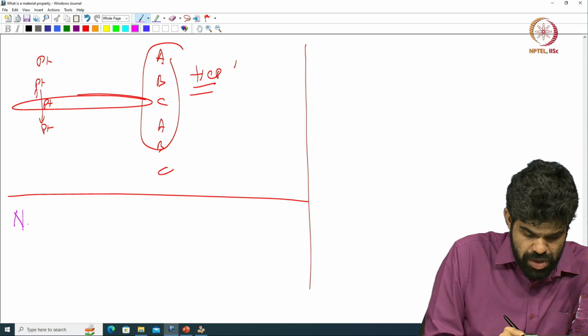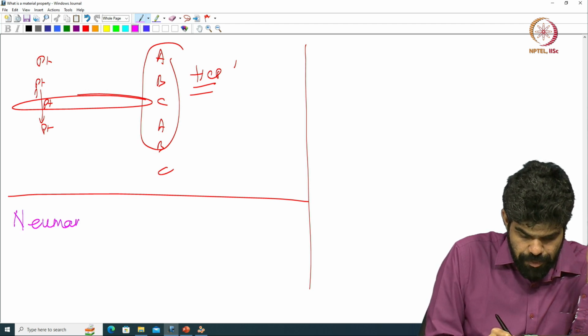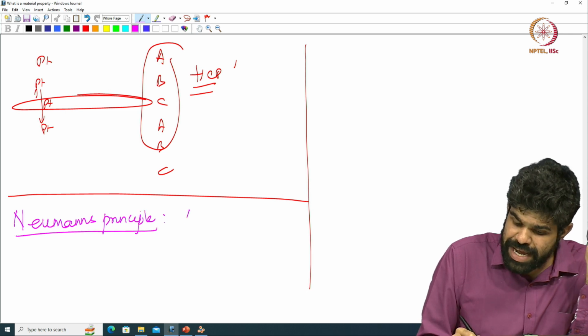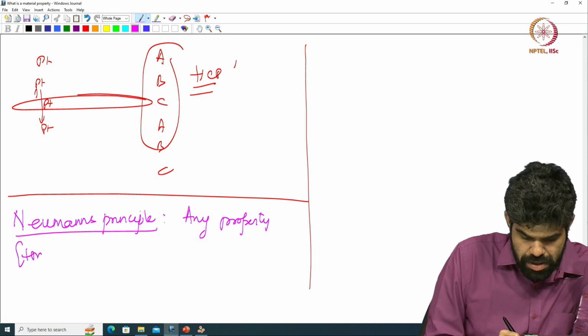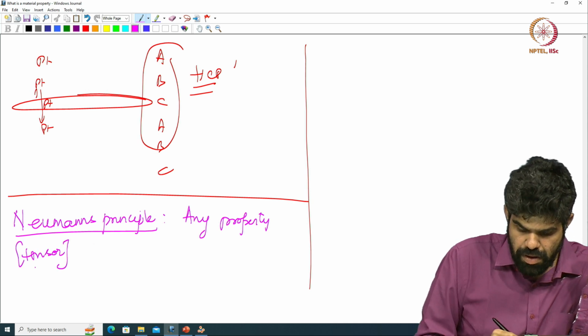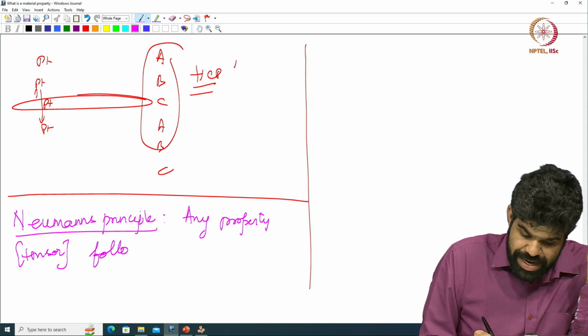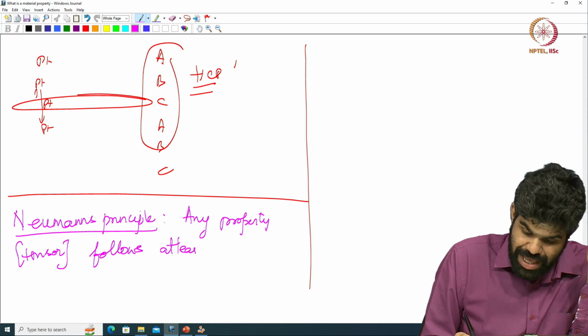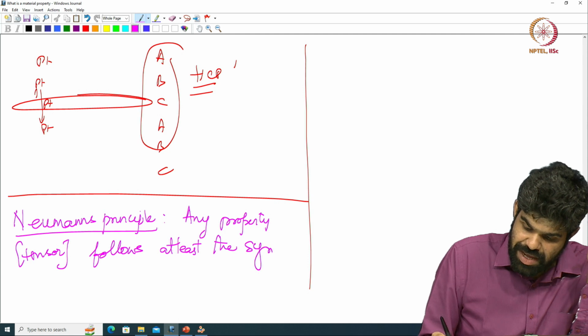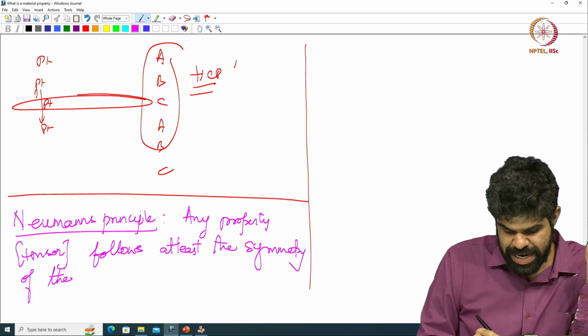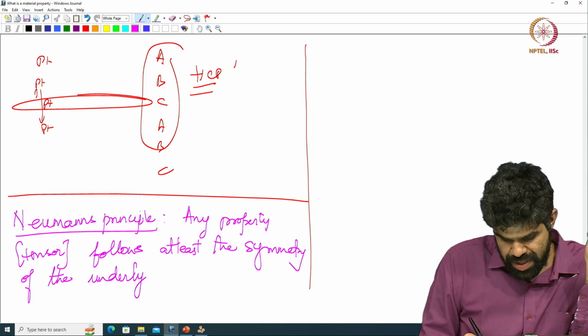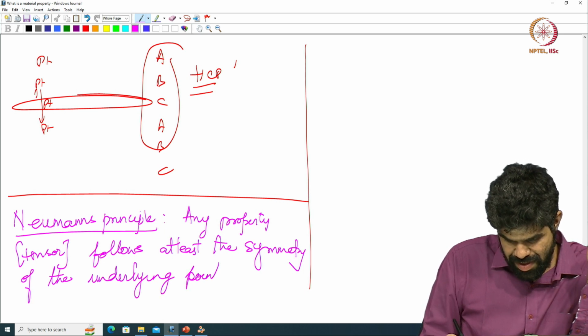I can say that using what is again called Neumann's principle, which states that any property which is a tensor follows at least the symmetry of the underlying point group of a crystal.